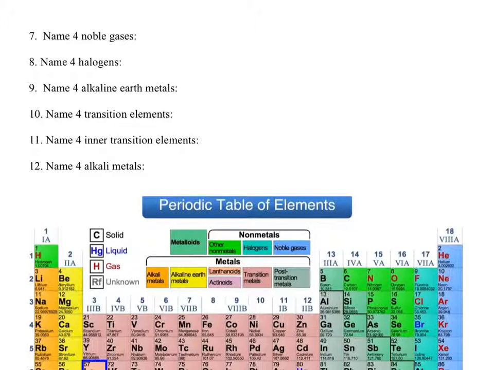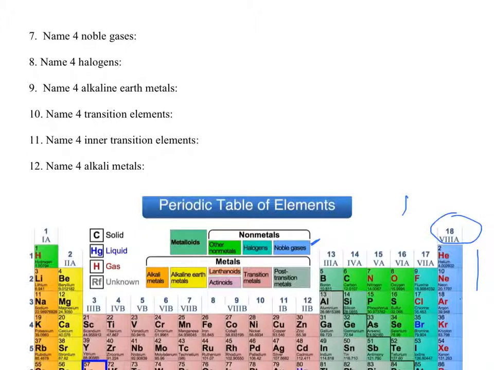Okay, on this one, I put a periodic table down here, which you obviously can't see real well. The number 7 says, name 4 noble gases. And that would be any of the group 18. So we would have helium, neon, argon, krypton, xenon, or radon would be noble gases. And if you look at this, this is actually a really nice periodic table. I like it. And you can see the colors here. This is noble gas, and they're blue.